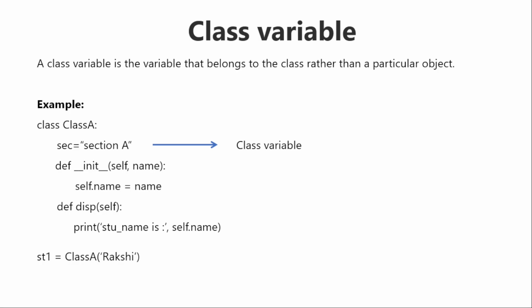A class variable is a variable that belongs to the class rather than a particular object. In the example, I have defined class A, where sec is equal to section A, and def __init__(self, name), then def disp, with self.name. So this is just an example. Here we are defining a variable above the constructor. These variables are called class variables, and this is just a reference. In the next slide, we can see how we can access this class variable.